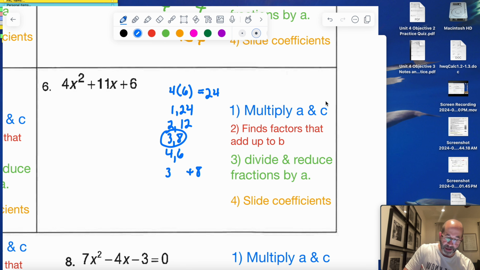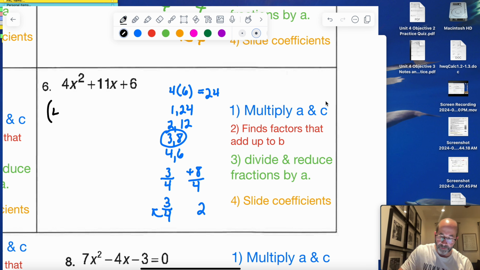We're going to divide by a. We're going to reduce the fractions. 3 over 4 does not reduce. 8 over 4 reduces to a 2. Imagine sliding that 4 over, and we'll have a 4x plus 3 and an x plus 2.